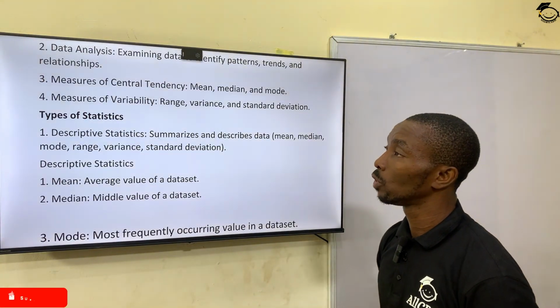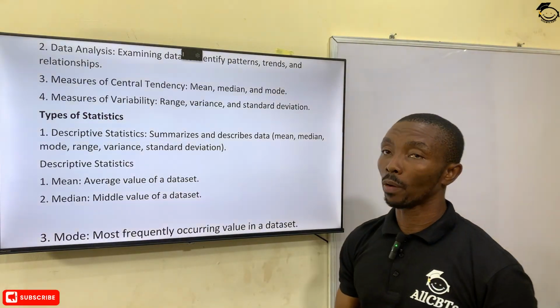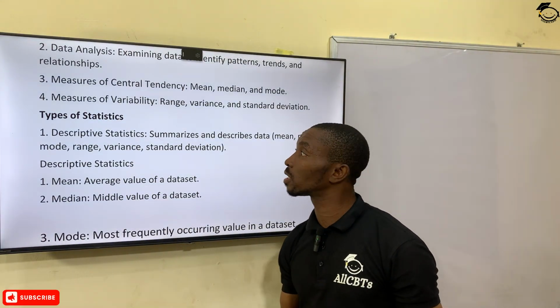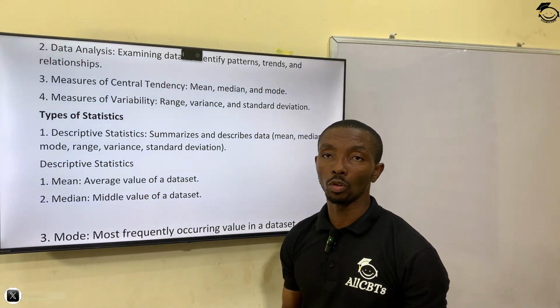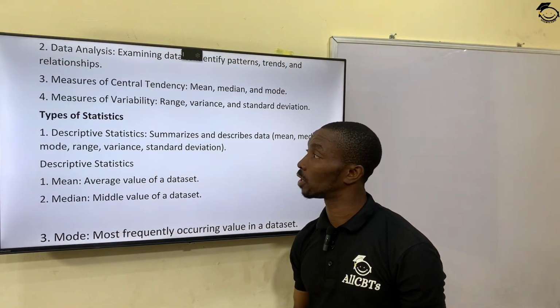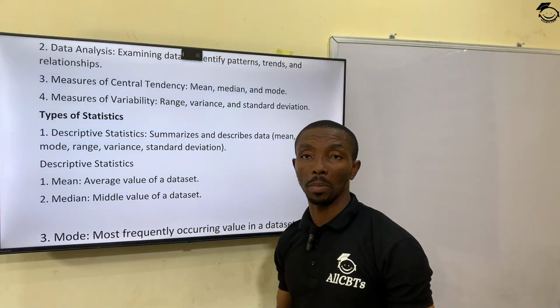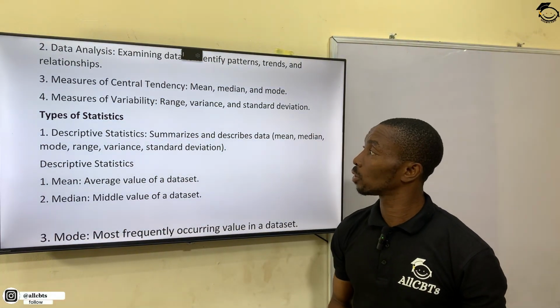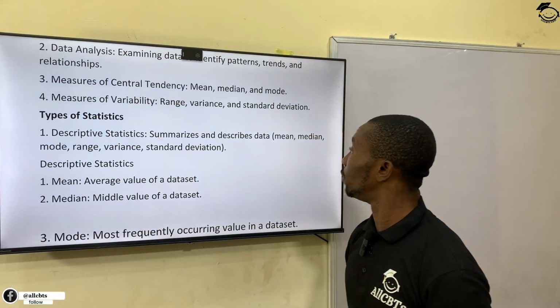Another key term to understand is measure of central tendency. When we talk about measures of central tendency, we talk about the mean, the median, and the mode. These are the three major measures of central tendency. When we talk about variability or measure of spread, we talk about the range, the variance, and the standard deviation.